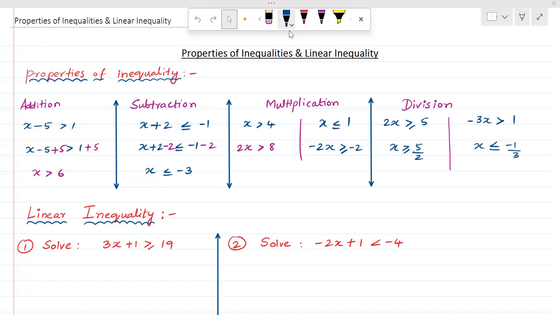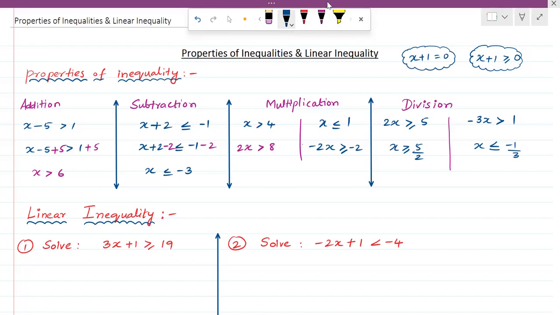Suppose you have an equation, x plus 1 is equal to 0. This is the equation. When the same expression is given in terms of more than or less than, we call it an inequality. So it may be more than or equal, less than or equal. So how will you solve this type of inequality? For that, we have to know the properties of inequality.